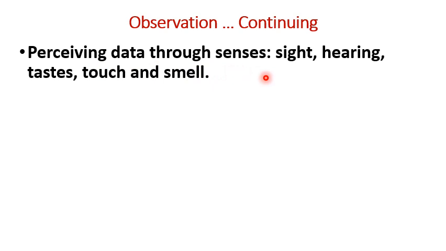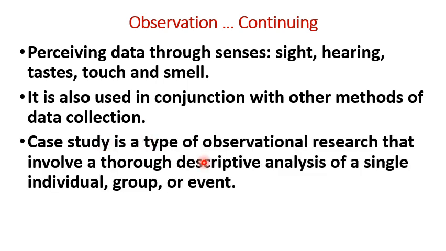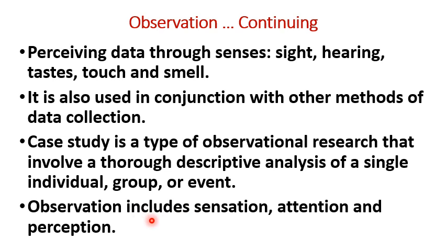Perceiving data through senses: sight, hearing, taste, touch, and smell. So in observation, the data is perceived through senses. It is also used in conjunction with other methods of data collection. That means the observation can be used along with the other methods of data collection such as survey, interview, etc. Case study is a type of observational research that involves a thorough descriptive analysis of a single individual, group, or event. Observation includes sensation, attention, and perception. So the major elements of observation are sensation, attention, and perception.